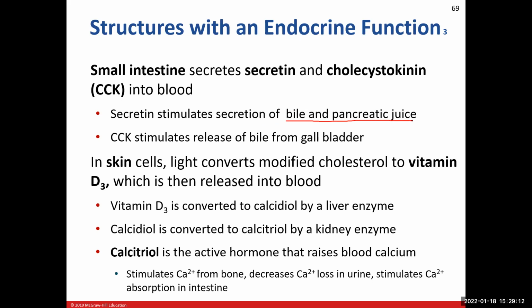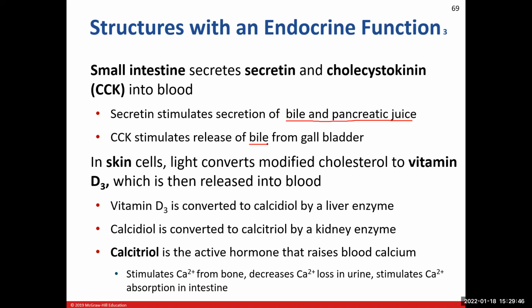Bile helps to emulsify, really with fat breakdown. Pancreatic juice, that's going to help with a lot of the digestive enzymes of carbohydrates and proteins and whatnot. And then CCK, cholecystokinin, is going to stimulate the gallbladder to release bile. The liver makes bile, but it's the gallbladder that stores it and concentrates it. So when you have a meal, this cholecystokinin will stimulate the gallbladder to contract, and the gallbladder will spill that bile out into the small intestine and mix it up with whatever food products that you've eaten.